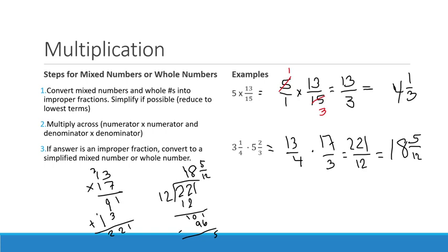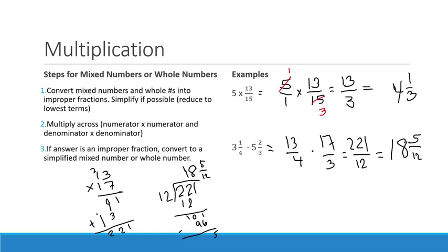In this example, I'm multiplying two mixed numbers. Again, I want to convert these to improper fractions. That means I'm multiplying the denominator by the whole number and adding the numerator. 3 1/4 becomes 13/4, and 5 2/3 becomes 17/3.